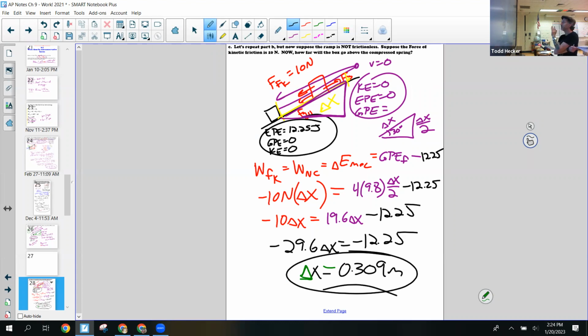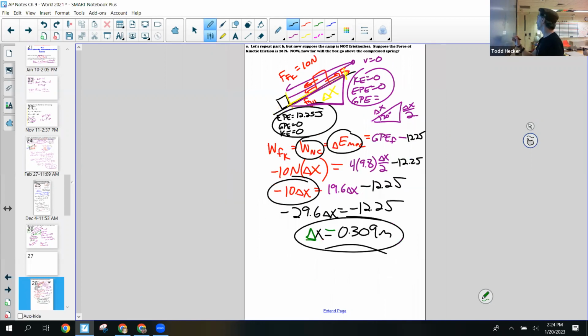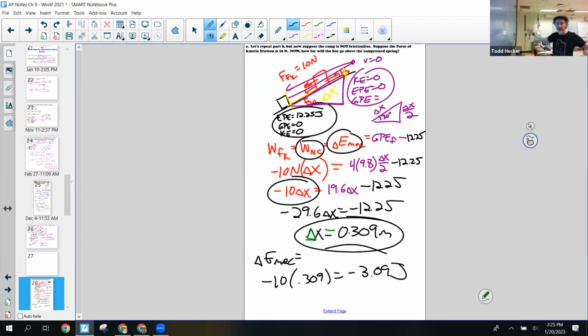All right. So notice the total energy at the top and the bottom is different, right? In fact, the energy that we lost is the work of non-conservative forces, our change in mechanical energy. Let's figure out what our change in mechanical energy was. So it's negative 10 times 0.309. So we lost 3.09 joules of energy. Where did it go, right? That energy has to go somewhere. Within the universe, we have conservation of energy. You can't just lose 3.09 joules of energy.